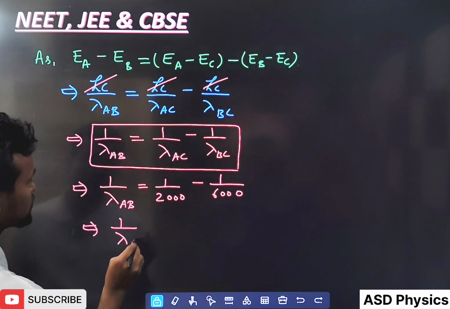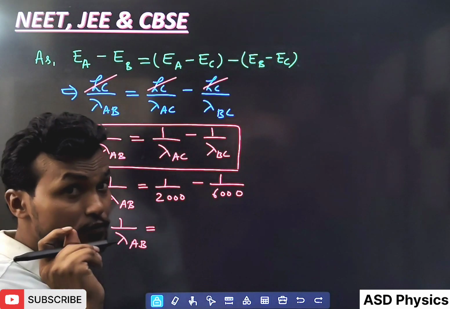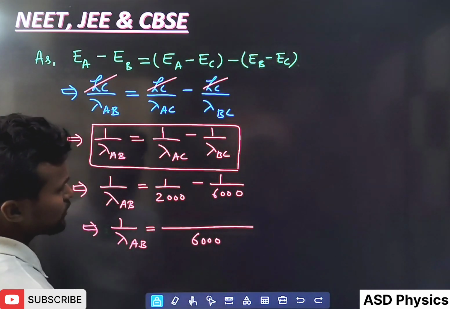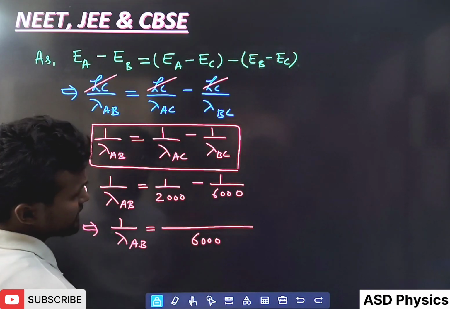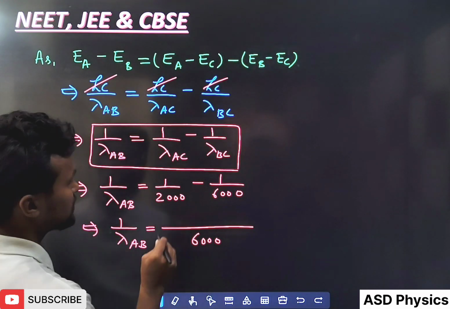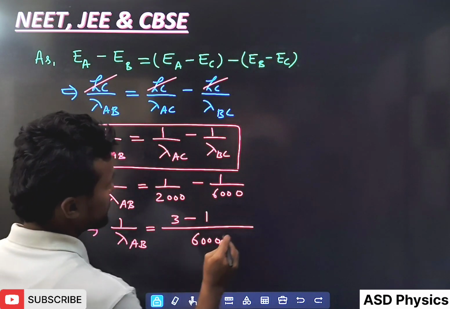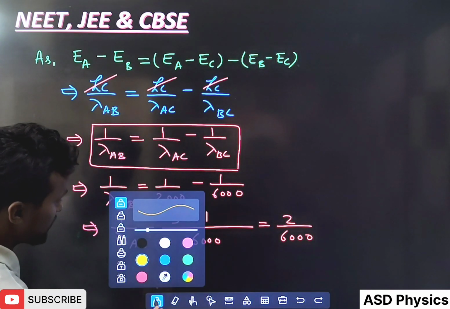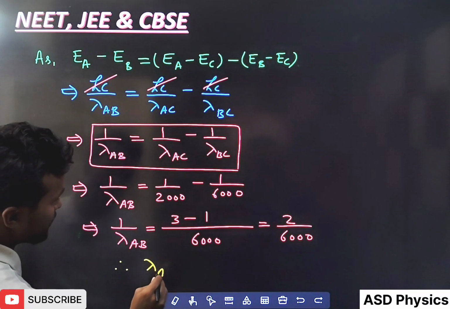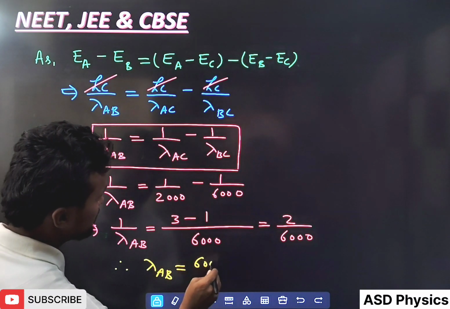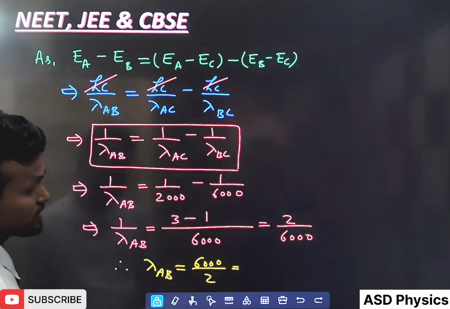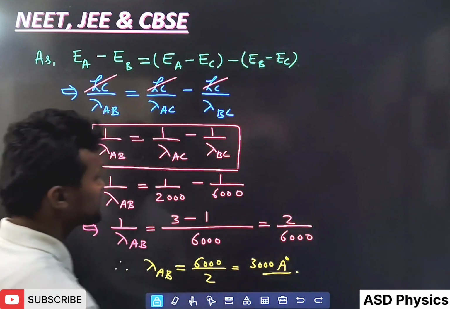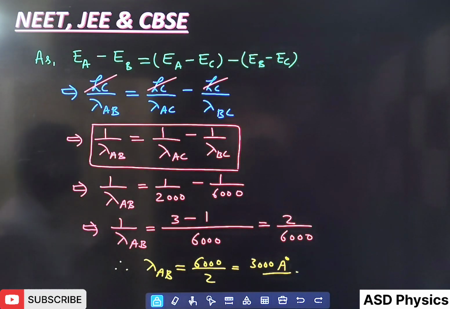The answer will come in angstrom. We should have a little bit of knowledge of units and measurement also, so that we do not get confused in units. Taking the LCM of 2000 and 6000, 6000 divides by 2000 three times, so 3 minus 1, which gives 2 by 6000. Hence lambda AB will become 6000 by 2, which is 3000 angstrom. The answer is 3000 angstrom.